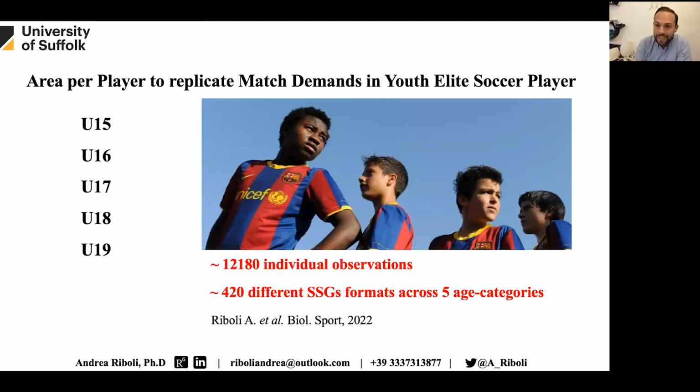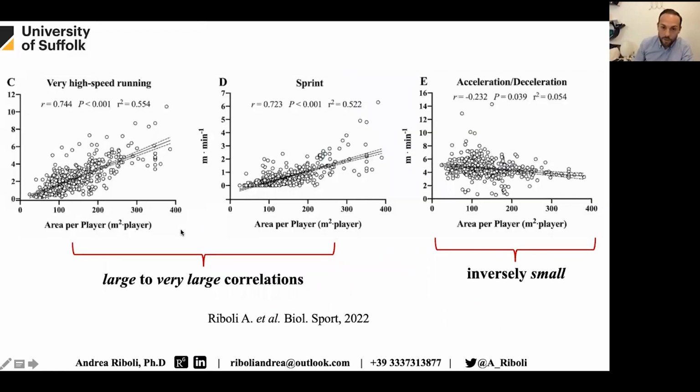Recently, we also investigated the area per player to replicate match demands in youth soccer players from under 15 to under 19. We collected a lot of different individual observations across more than 400 different small-sided game formats in each category. And what we found was that, for very high-speed running and sprinting, there was a very large correlation between the area per player and the external load. So for sure, we need to increase the pitch size to increase the external load.